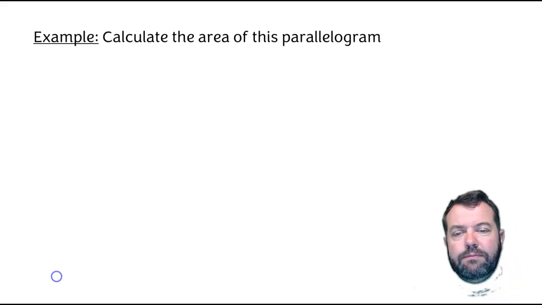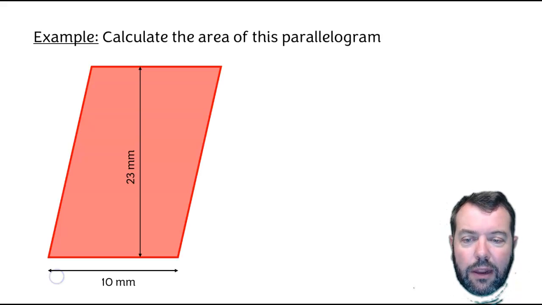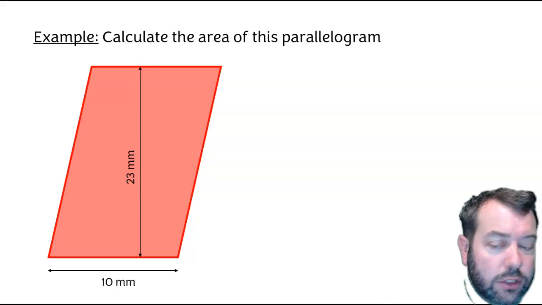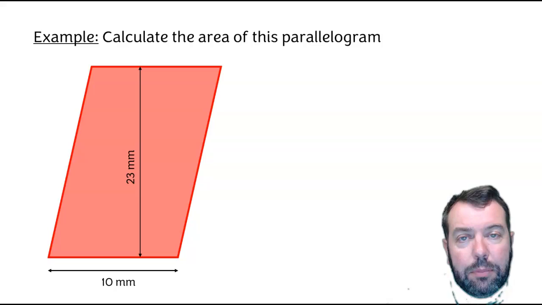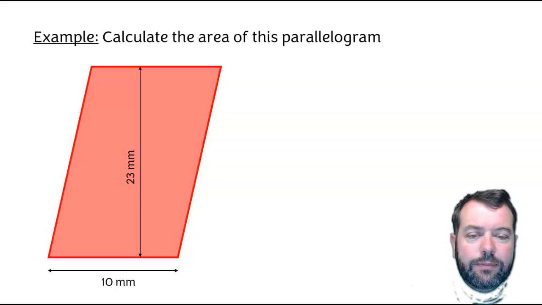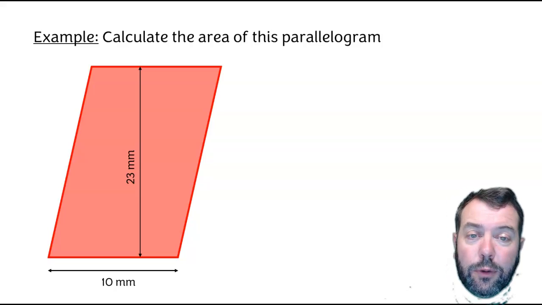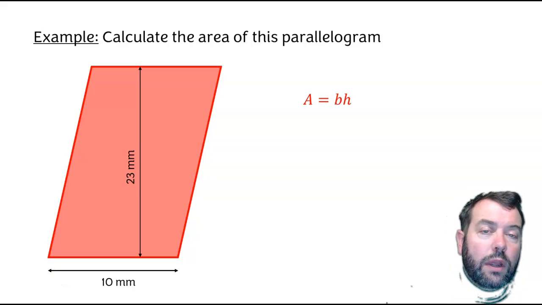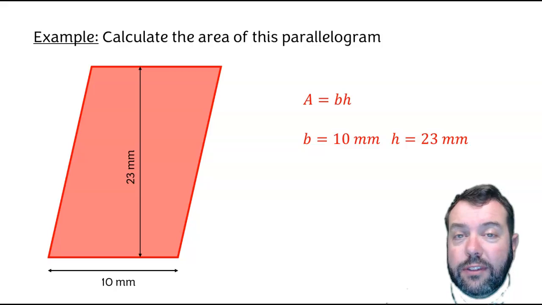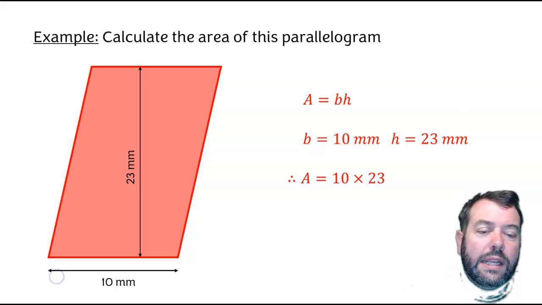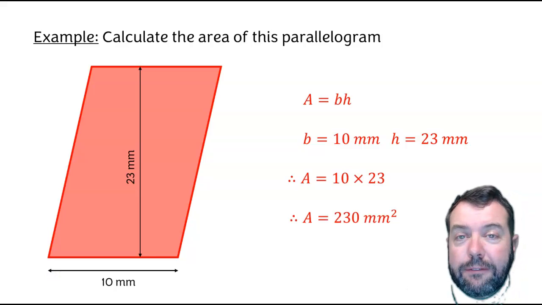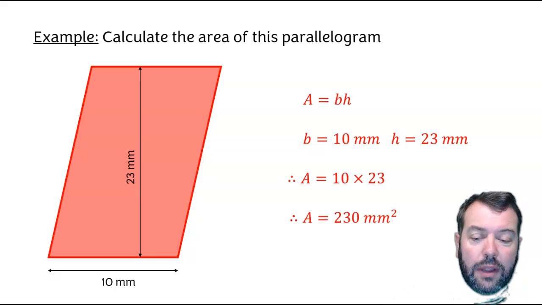Here's an example. Calculate the area of this parallelogram. We have a parallelogram. We've been given the necessary dimensions. We've got the base and the perpendicular height, which is all we need. So the same steps as before. We have a neat labelled sketch. We have the formula. We have the substitutions. We substitute into the formula. Then we evaluate that expression and make sure that we use the correct units.